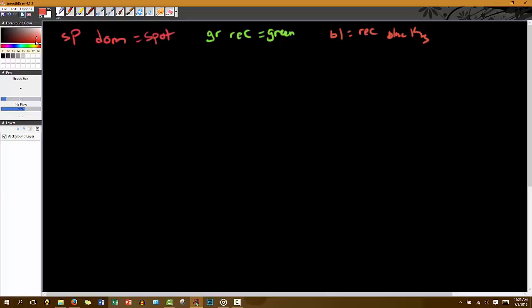So we have SP for dominant. That means that SP plus is the recessive, GR plus is the dominant, and BL plus is the dominant.